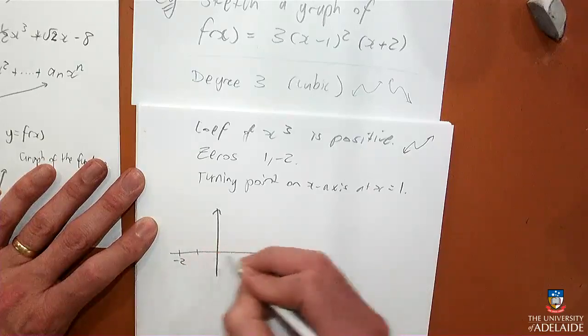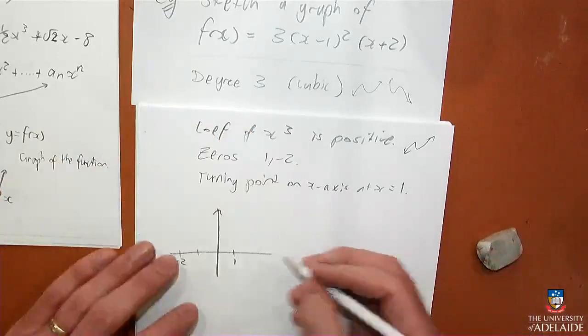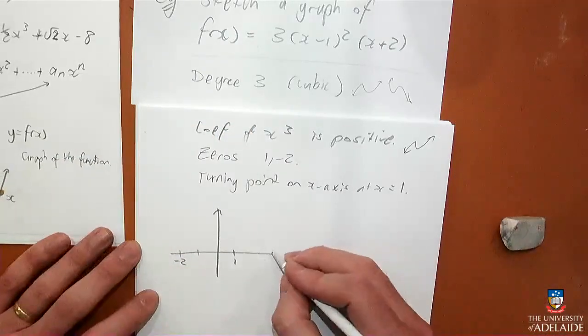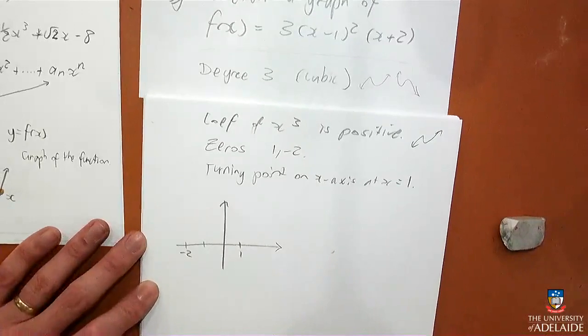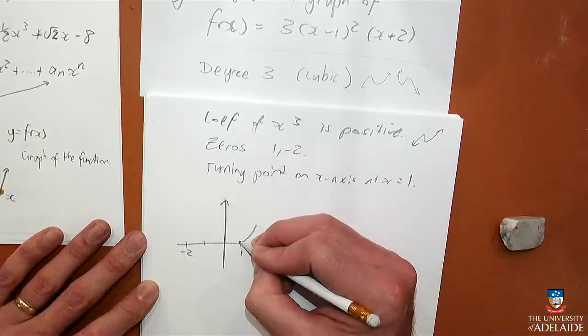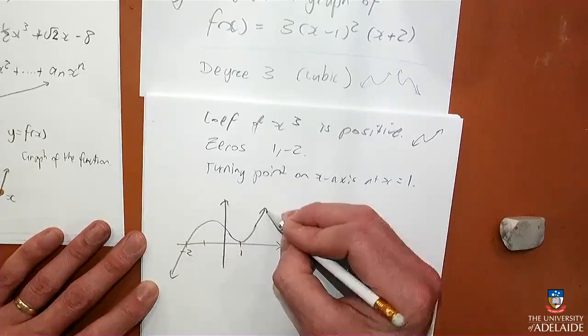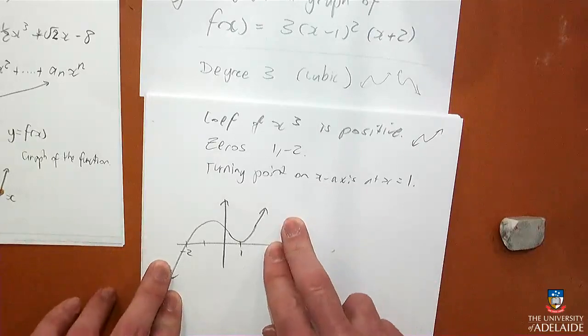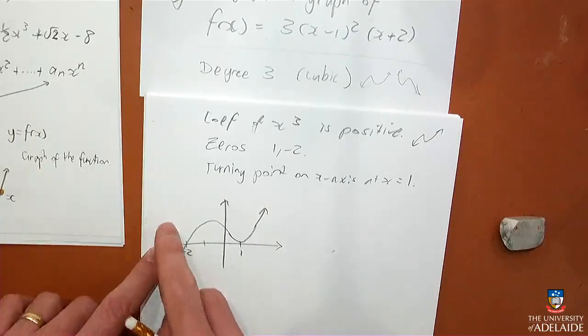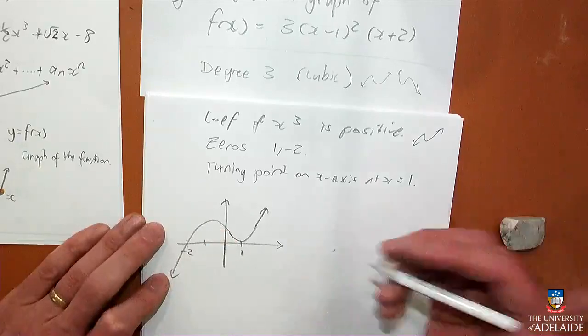So there's negative 2 and there's 1. Probably don't need this stuff. And it's going to turn on the x-axis at 1 and go through the x-axis at minus 2, and it's going to be up this way. If that 3 had been a minus 3, it would have gone this way. And that's enough. It is possible to figure out what this point is. I'll just do that.